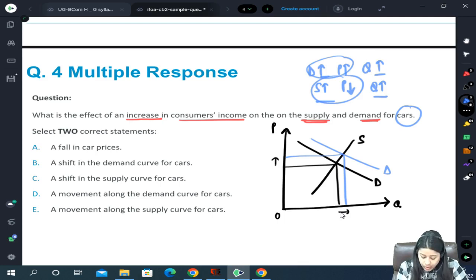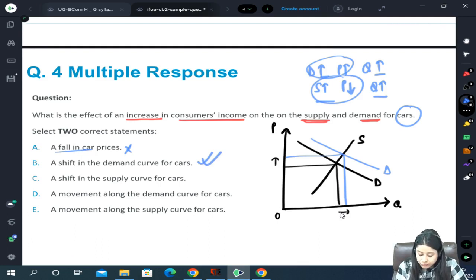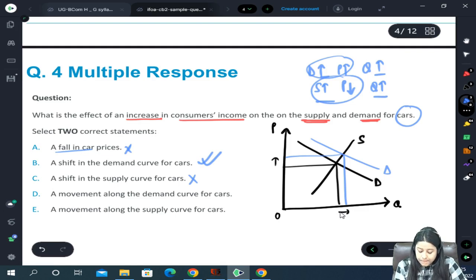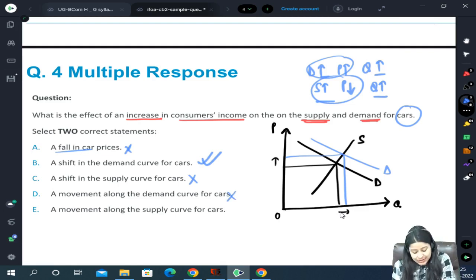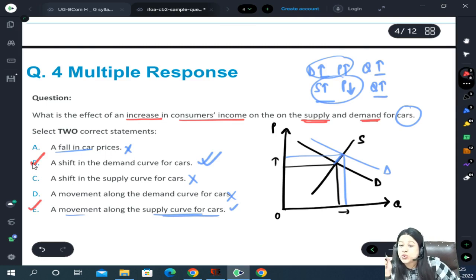Ayush, wrong. Fall in car price to nahi hoga bhai. Shift in demand curve is definitely correct. Shift in supply curve, no, there is no shift. Movement along, no, movement only happens when there is a change in price, right? Movement along the supply curve, obviously there is a movement along the supply curve. So B and E. Ab lagta tha na MCQ mein do sahi hai.